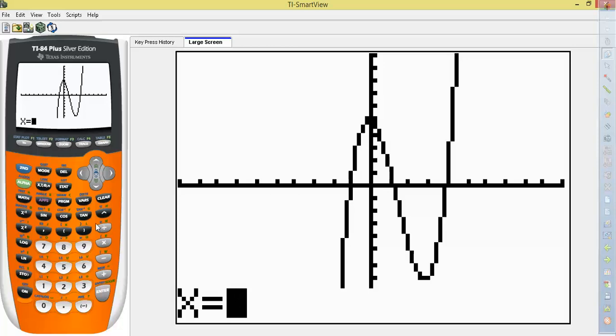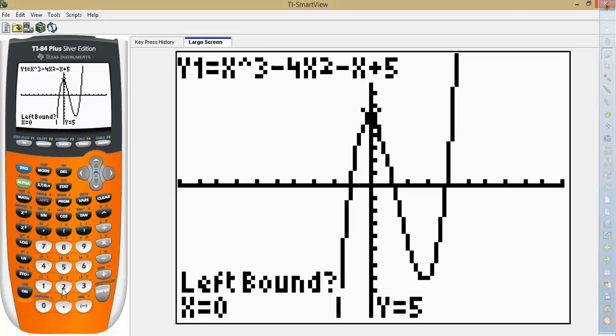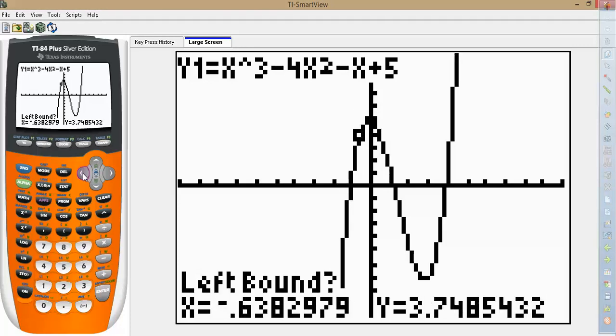It doesn't look like I pressed the right button here. Let me try that again. Second trace, 0, 2. There we go. That's more like it. So it wants it pointed left. Let's find the leftmost zero here. So let's arrow left, left, left, left, left, left bound. Looks to be pretty close to -1. See my x right down here says -1.7. Make sure you just pick a number that's on the left side of where you think the zero is.